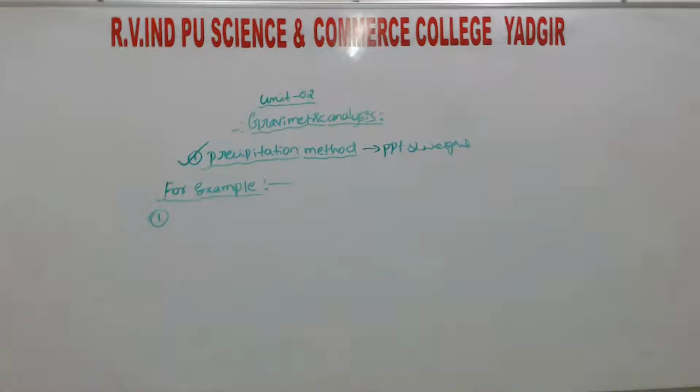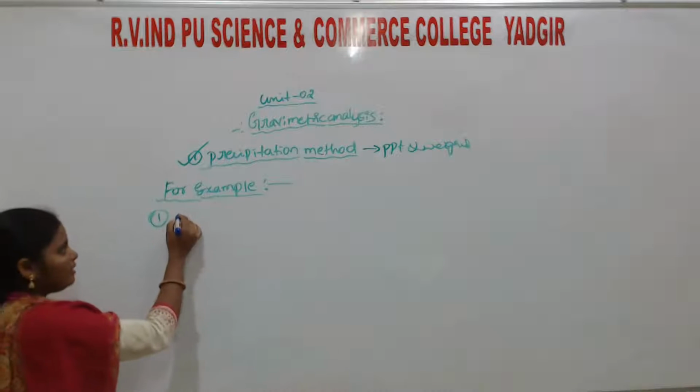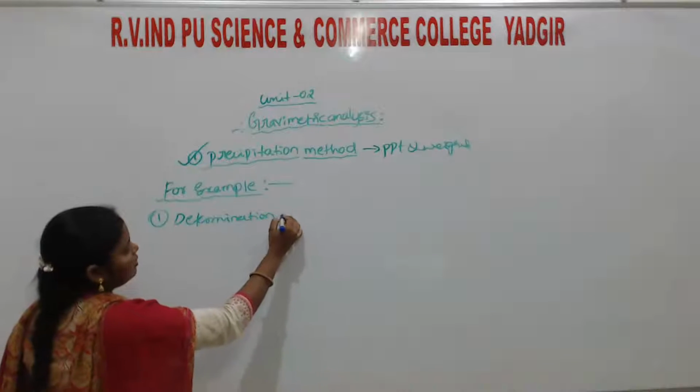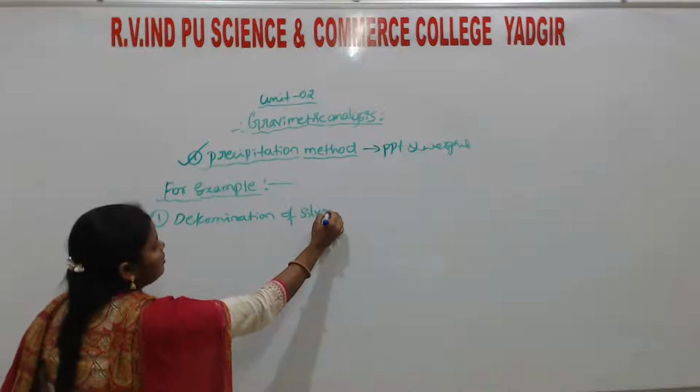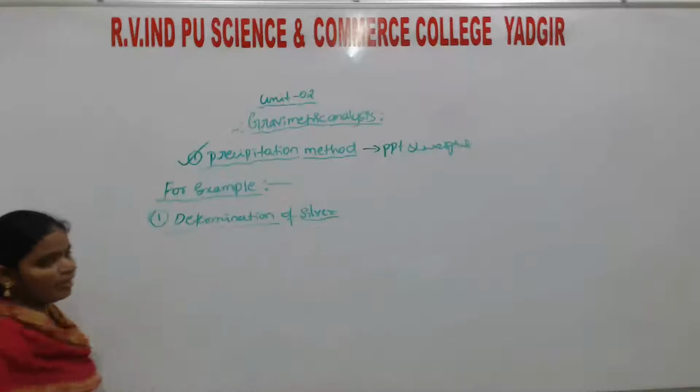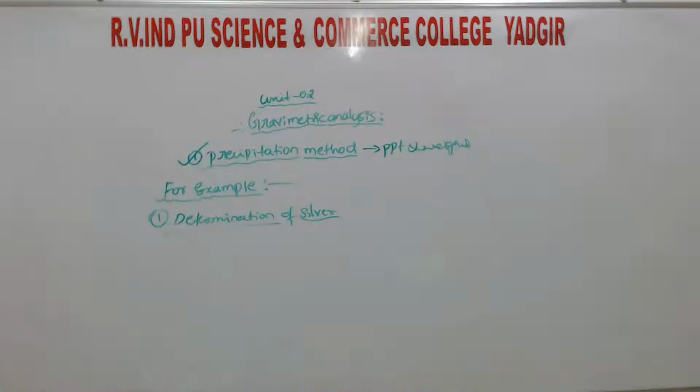First example. In the determination of silver, a solution of the substance is treated with an excess of sodium chloride. Here you are determining silver, that is, weighing the silver.